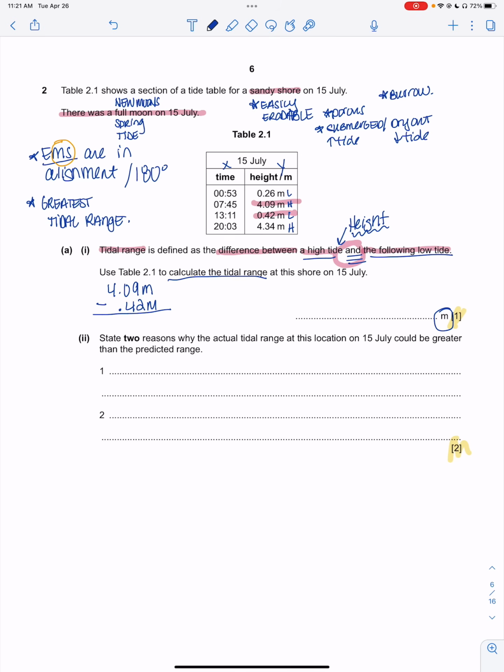Use your calculator. You don't want to make any kind of mistake. When you subtract that, you're going to get 3.67.